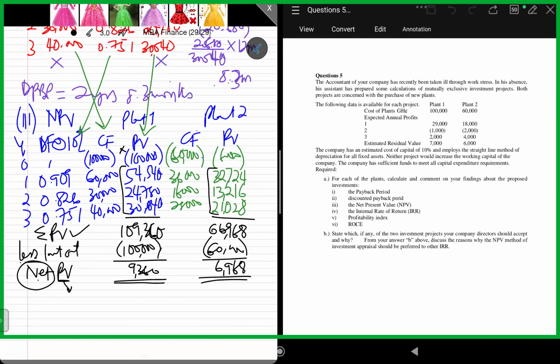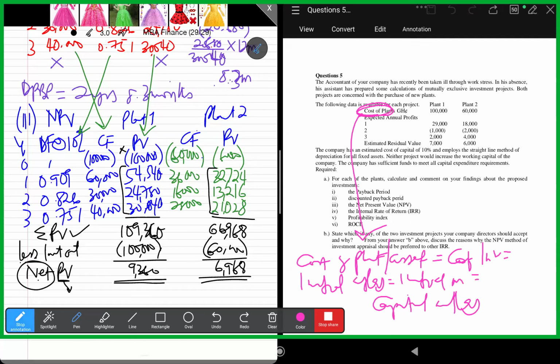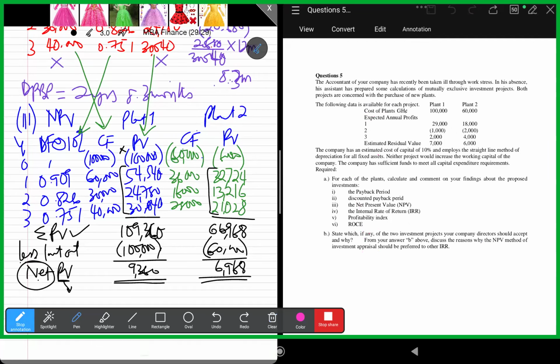Okay. So we are going to IRR. IRR is saying that we want to measure the current cost of capital. What's the current cost of capital, the rate we use for the computation? For this one, the plant one, what's the cost of capital?